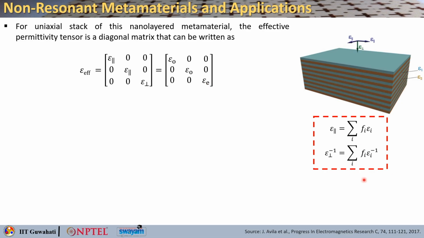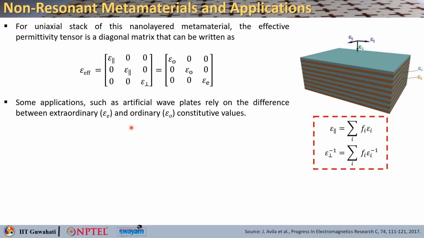Now, we have also seen earlier that if there are more materials, you can still find out the epsilon parallel based on the summation over i of Fi epsilon i. Fi is the volume fraction of each material that has a permittivity of epsilon i, and you can find out the perpendicular component as 1 by epsilon perpendicular equals summation over i of Fi divided by epsilon i, right.